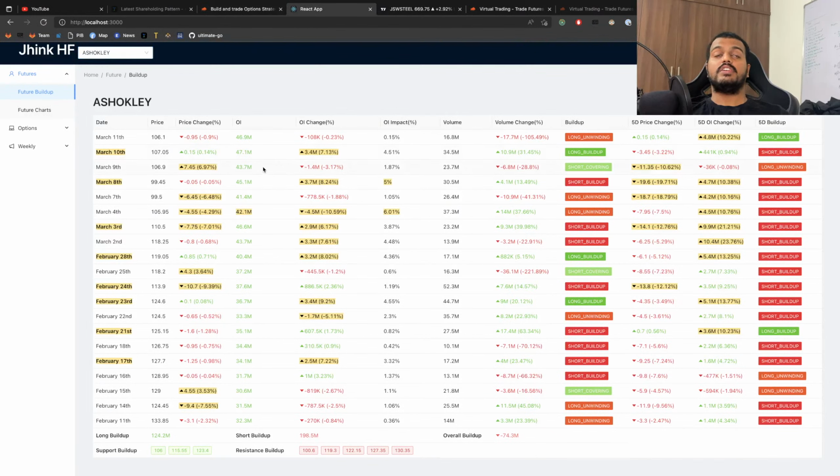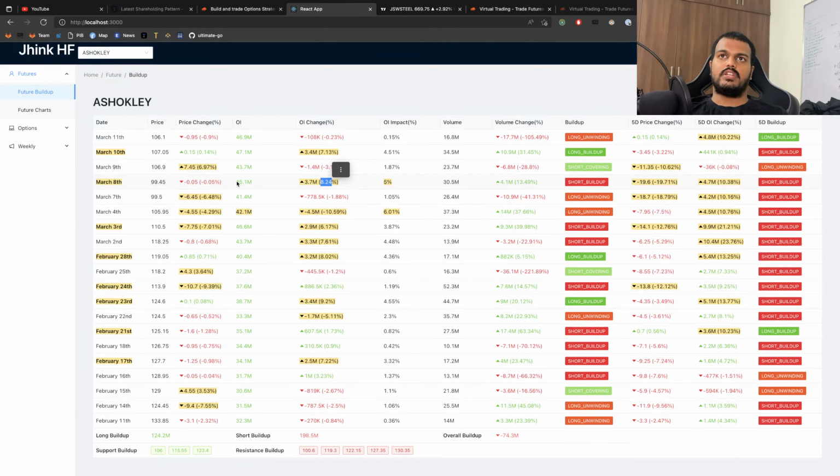So Ashok Leyland is extremely confusing in terms of future. That is why I've created this one called OI Impact. OI Impact is basically a new way of understanding how much OI was impacted here, and how much OI was impacted in each OI change date. If you're seeing here, it has been a huge impact. There was a huge impact, that is 3.75, which is an 8% increase in the OI, right?